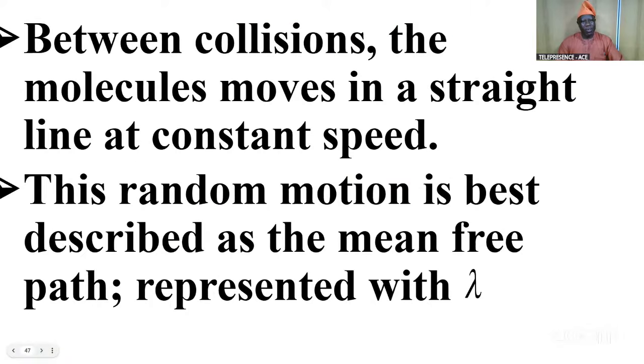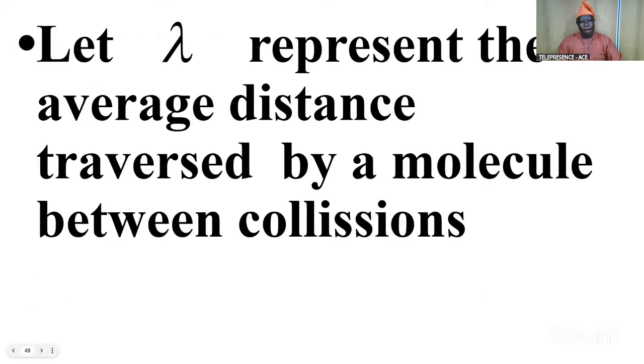So between collisions, the molecule moves in a straight line at constant speed. This random motion is best described as the mean free path. And it is represented with lambda. Lambda is a common symbol that is required for you to know. So lambda represents the average distance traversed by a molecule between collisions. So collision is important as the key word to be observed in this subtopic.